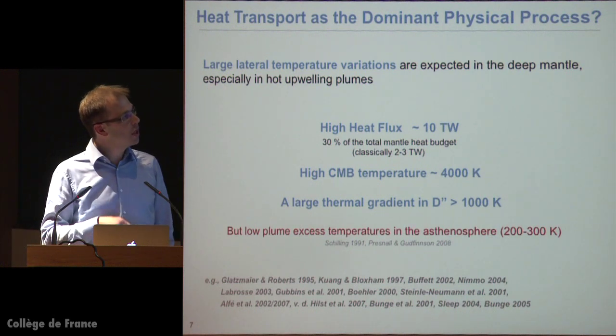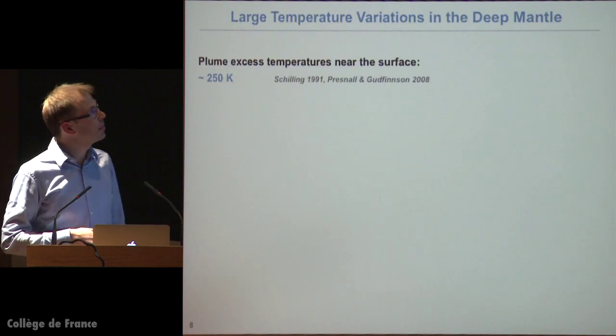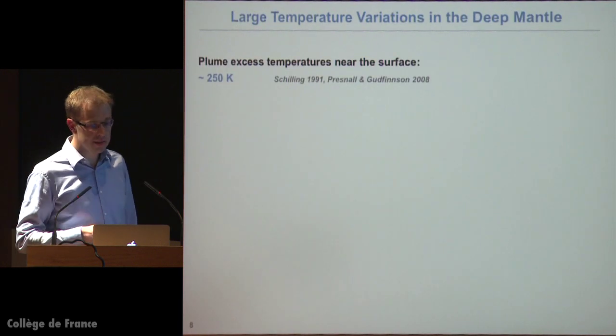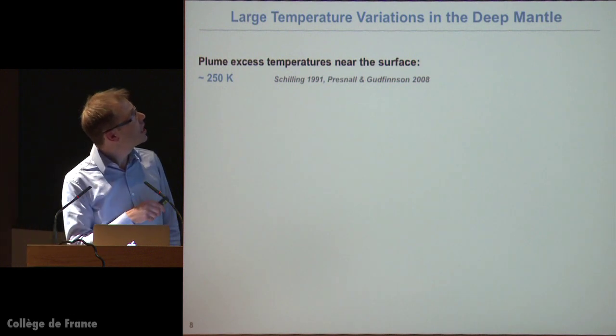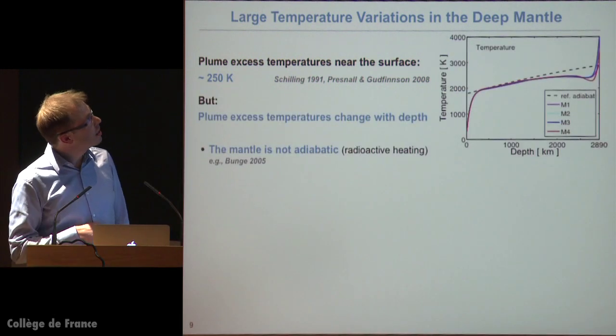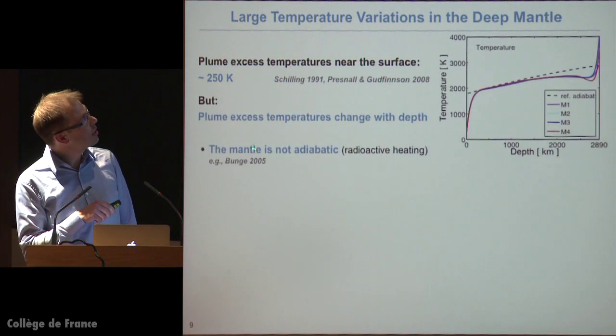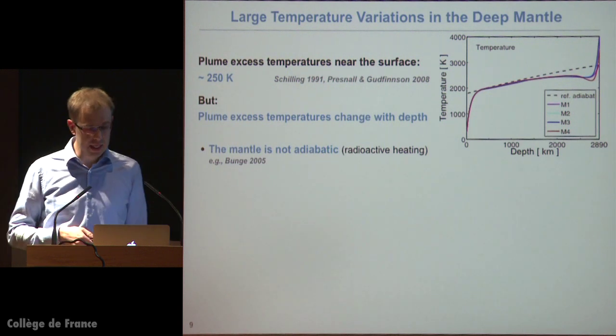We have to bring these two numbers together, and there are two physical phenomena that we can look at here which explain this difference. So if we start from these plume axis temperatures near the surface, let's say 250 Kelvin, we expect the plume axis temperature to change with depth due to the fact that the mantle is not adiabatic. There's radioactive heating in the mantle.